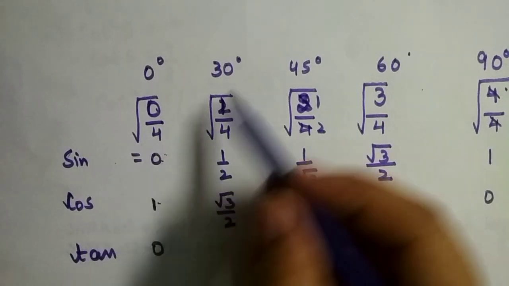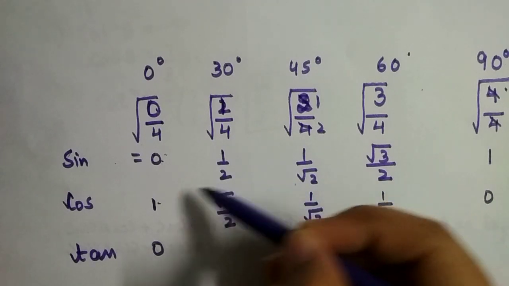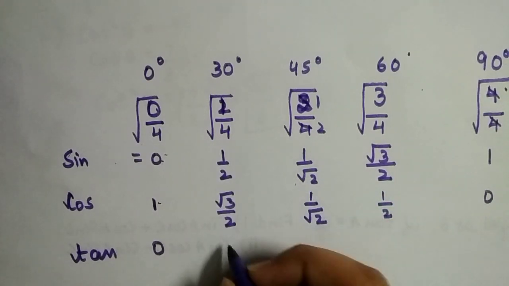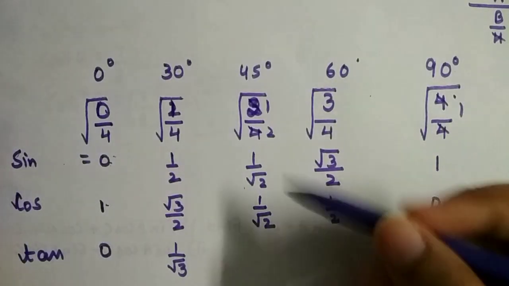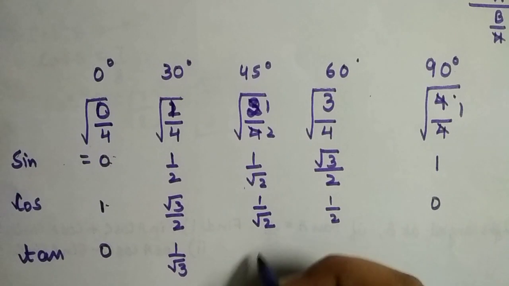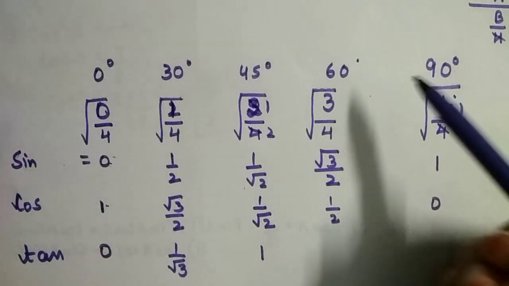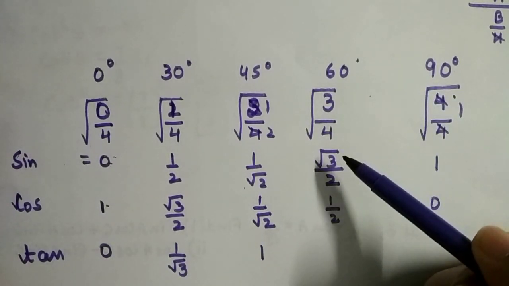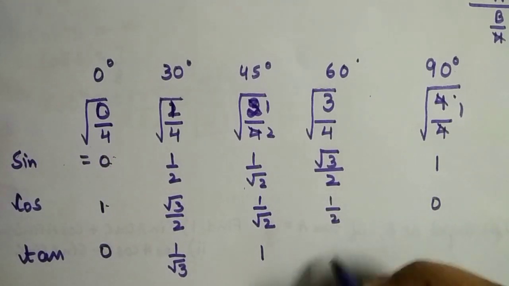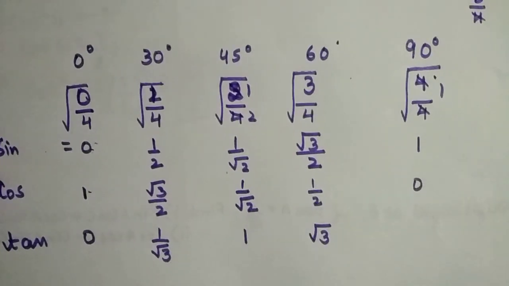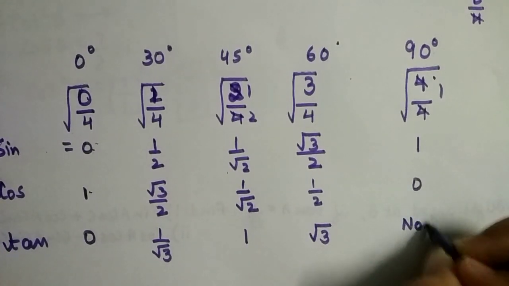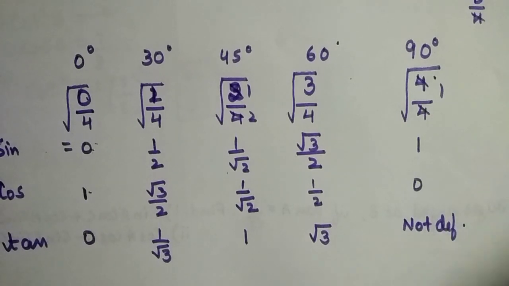Now tan 30 degree is 1 by 2 divided by root 3 by 2. It is 1 by root 3. Now tan 45 degree is 1 by root 2 divided by 1 by root 2, that is 1. Tan 60 degree is sine 60 degree upon cos 60 degree, that is root 3 by 2 divided by 1 by 2, that is root 3. And tan 90 degree is 1 by 0. And if 0 is in the denominator, then we know the answer is not defined. So right here, not defined.